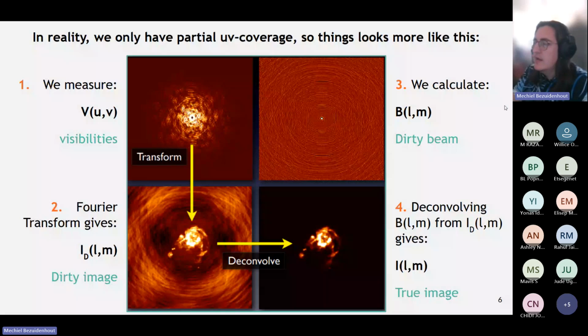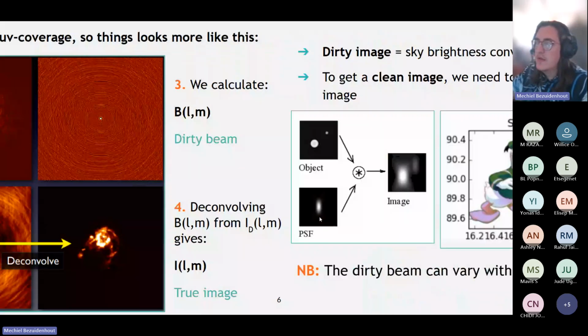And if we deconvolve this dirty image with that dirty beam, meaning we get rid of all these artifacts, then we can get something that's closer to a true image of the sky. This is called a cleaned image, or true image. So the dirty image that we get from the Fourier transform is the sky brightness convolved with the dirty beam, or the PSF.